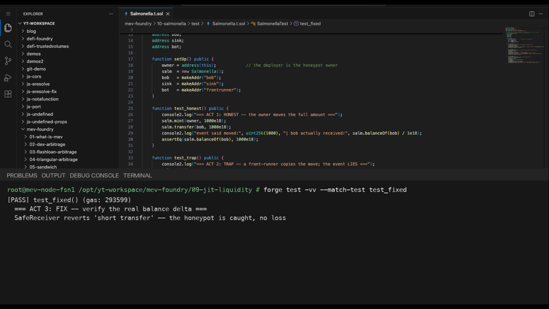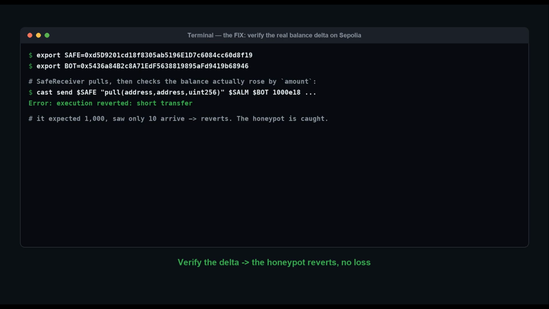Now confirm on chain. And on Sepolia, the same defense live. The SafeReceiver tries to pull 1,000, checks its real balance, finds only 10 arrived, and the transaction reverts with short transfer. The honeypot moved nothing it could keep. Verify the real balance instead of the event, or better, keep your profitable transactions out of the public mempool with private order flow, and the generalized frontrunner has nothing to copy. 3 acts, 3 ways each: diagram, test, and live on-chain.